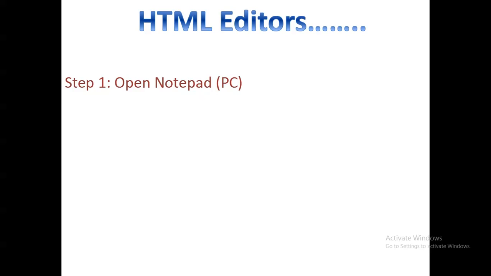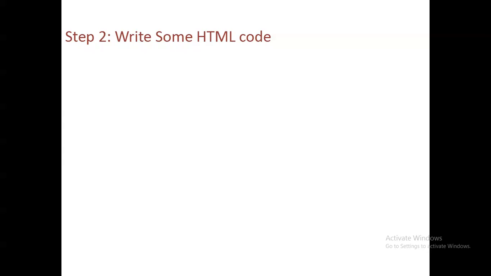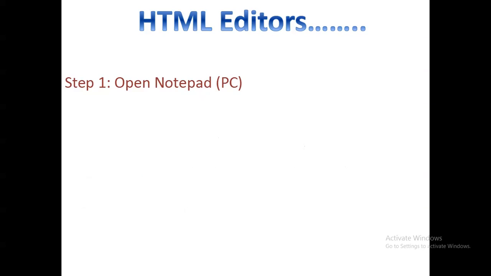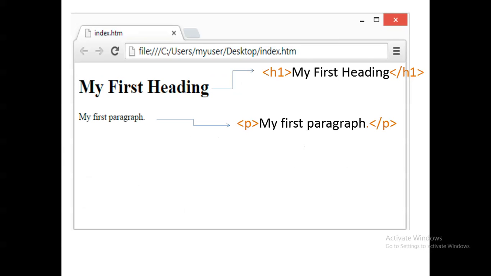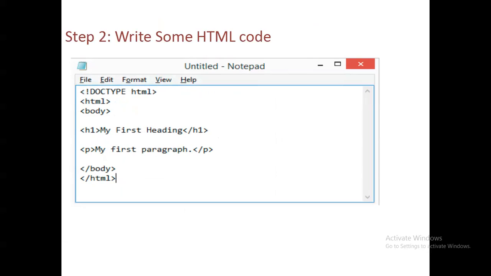So as the first step, we will be opening our Notepad. You can use Windows 7, Windows 8, or any other later versions. You can open Notepad from Start and Programs. Next, we will write some HTML code in Notepad, like the result we have seen of getting a heading and paragraph or any other thing. We'll be writing the same way, basic HTML code.